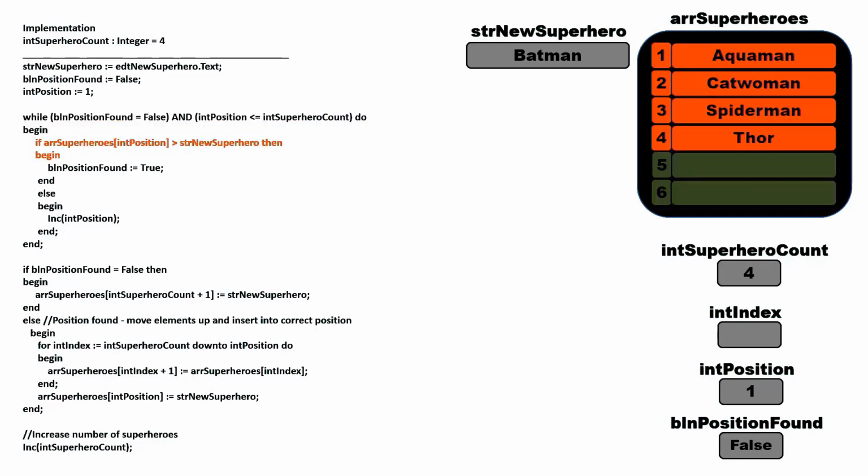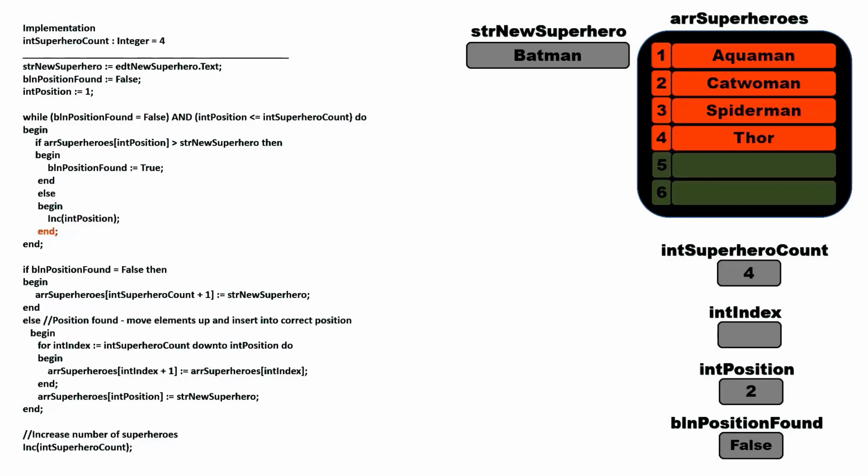Inside the loop, we use an if statement to check if the name in index 1 is greater than the name of the new superhero that must be inserted. We use int position as the index here, and we assigned 1 to int position here. So this is index 1 of the array. Aquaman in index 1 is not greater than Batman, so the compiler enters the else branch. If the name in the current array is not greater than the new name, we increment the position to 2.